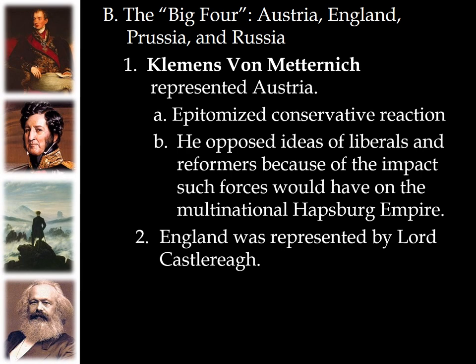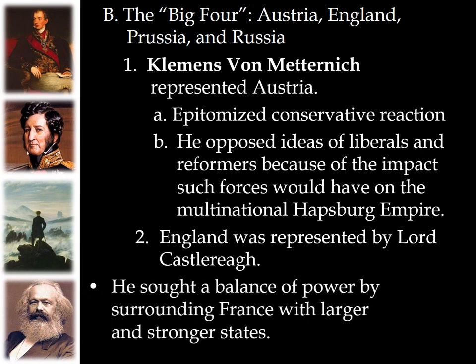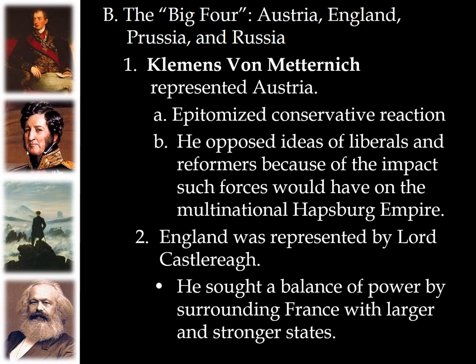England was represented by Lord Castlereagh, a member of Parliament, who was sent to represent England in the negotiations. He sought a balance of power by trying to surround France with larger and stronger states, wanting to contain France from ever being able to have a Napoleon-like impact on Europe ever again. So even though he's from a more classically liberal nation, he did have some conservative ideas because, of course, England does not want France or any other nation, for that matter, to get too large or too influential on the continent because it could hurt the balance of power, which ultimately could hurt England and their influence.